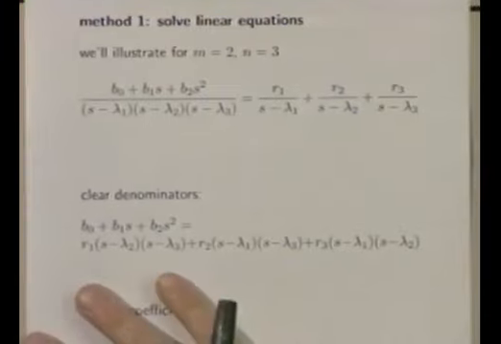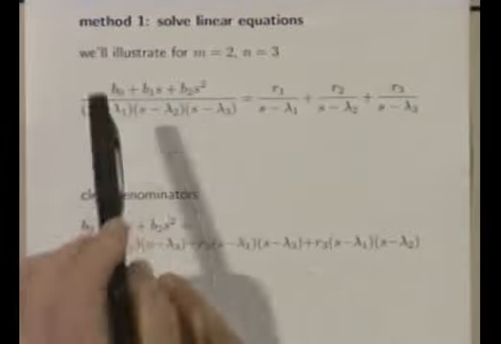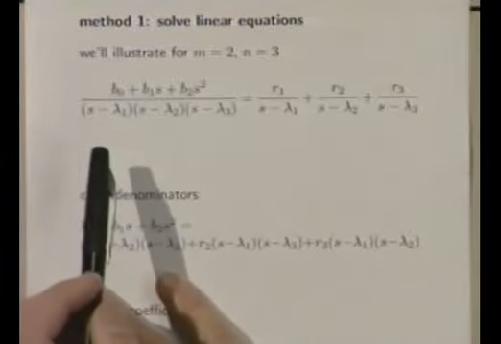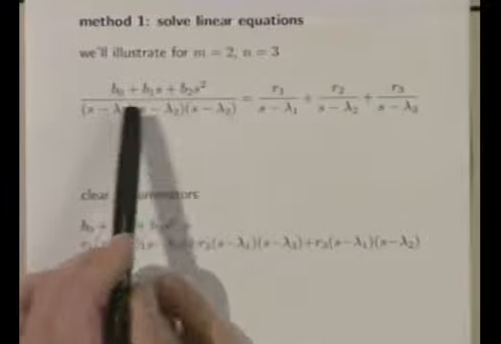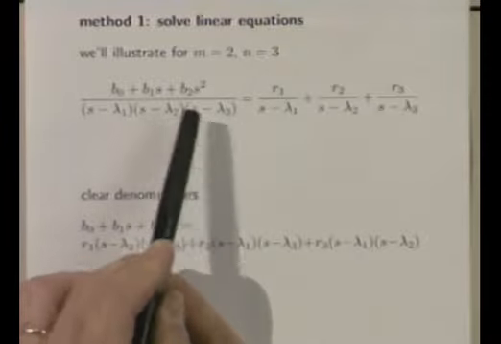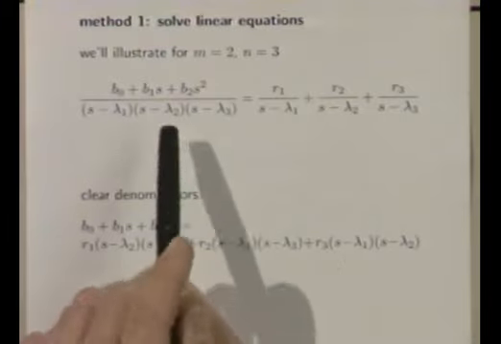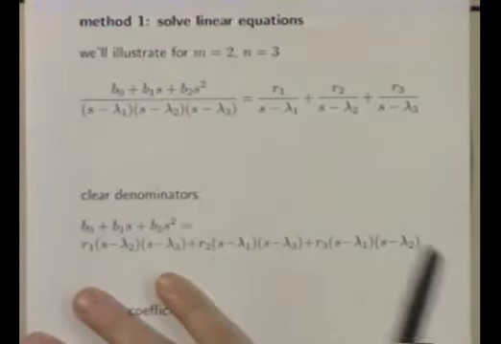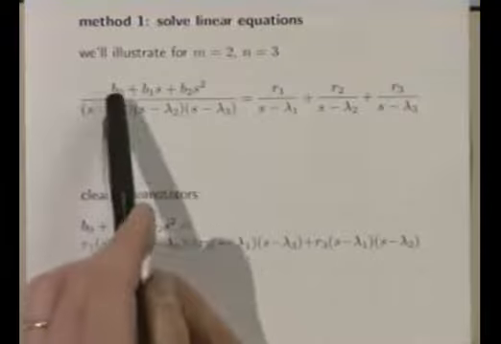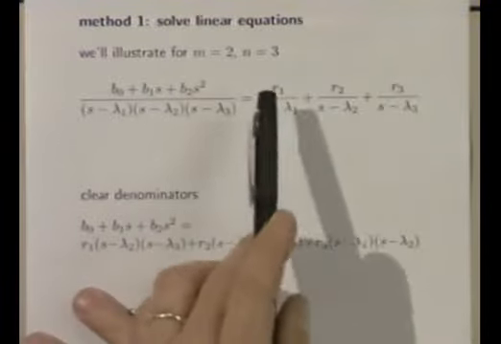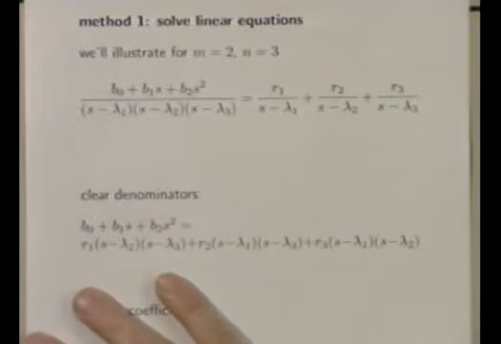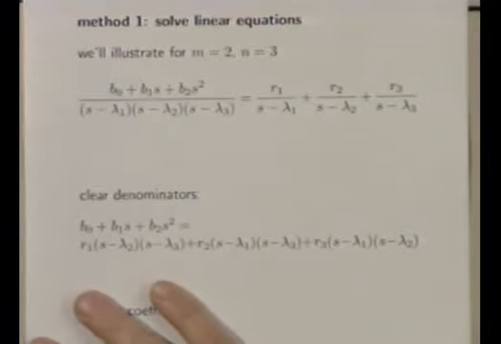So here's our problem. We have a rational function. To find the poles, we had to factor the denominator, and I did that. Here they are. These are the poles, lambda 1, lambda 2, lambda 3. I have a quadratic numerator, and I want to write this in this form. Okay? I know B0, B1, B2. I do not know R1, R2, R3. I know lambda 1, lambda 2, lambda 3, and this is what I have to do.